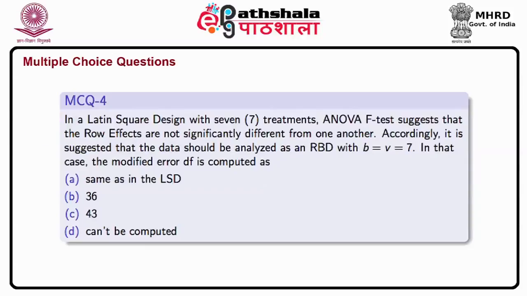So what does it say? You start with the Latin square design, you do your data analysis, you compute the ANOVA F, and you find that the ANOVA F due to row effects is insignificant. So initially you thought the row effects are different from one another, but you get a feeling that the row effects are not significantly different from one another. So it is suggested that you take out the row effects and then only talk about column and treatment, so it becomes an RBD. That's the idea. Now what happens to the error degree of freedom? Is it the same as that in LSD, or is it this number, that number, or it can't be computed? You need some more information, etc.